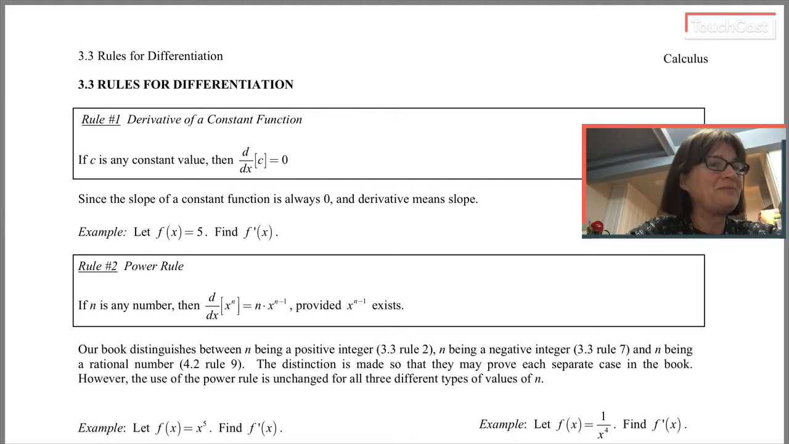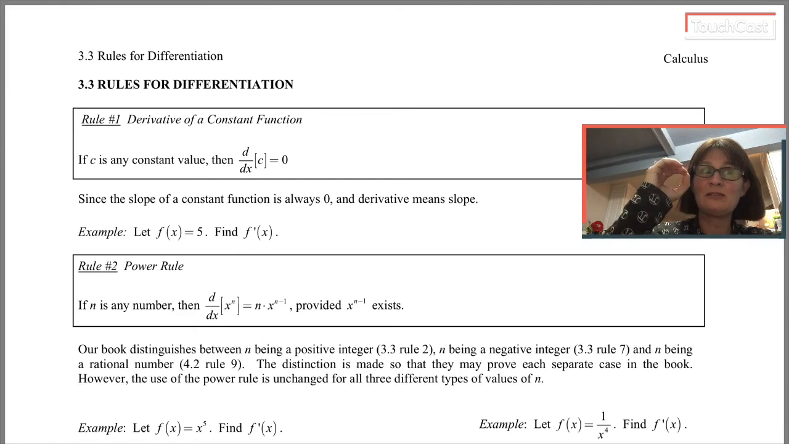So here's an example. What if I told you f of x was 5? What's f prime of x? 0. The derivative of any constant is 0. So what's the derivative of 17? 0. What's the derivative of 1/3? What's the derivative of pi? Also 0.